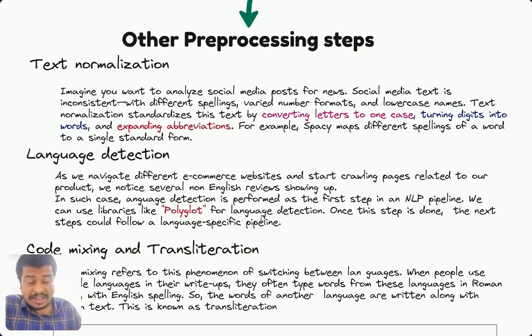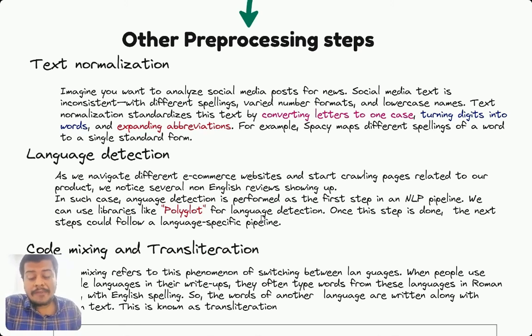So what do we do? We detect these languages, and then we translate them. How do we detect these languages? We use a library called Polyglot. Polyglot is a library that is used for detecting the languages and then translating them. Fine. So this is one of the processes.